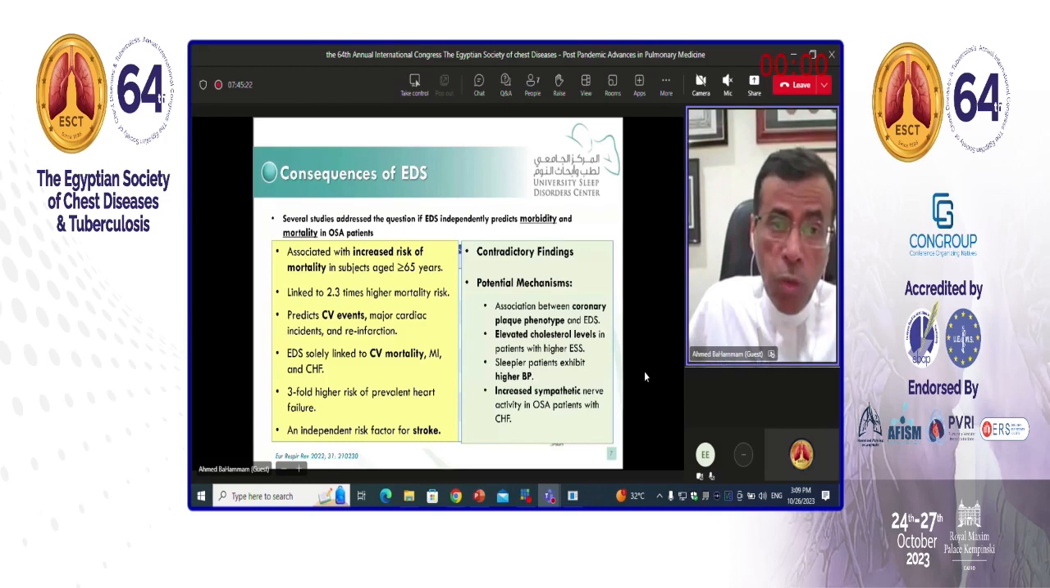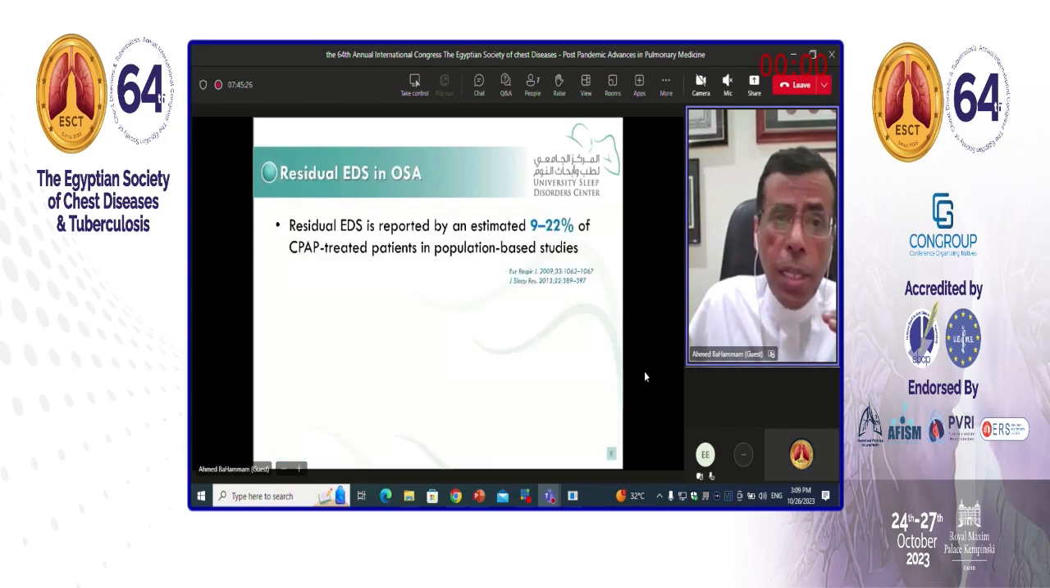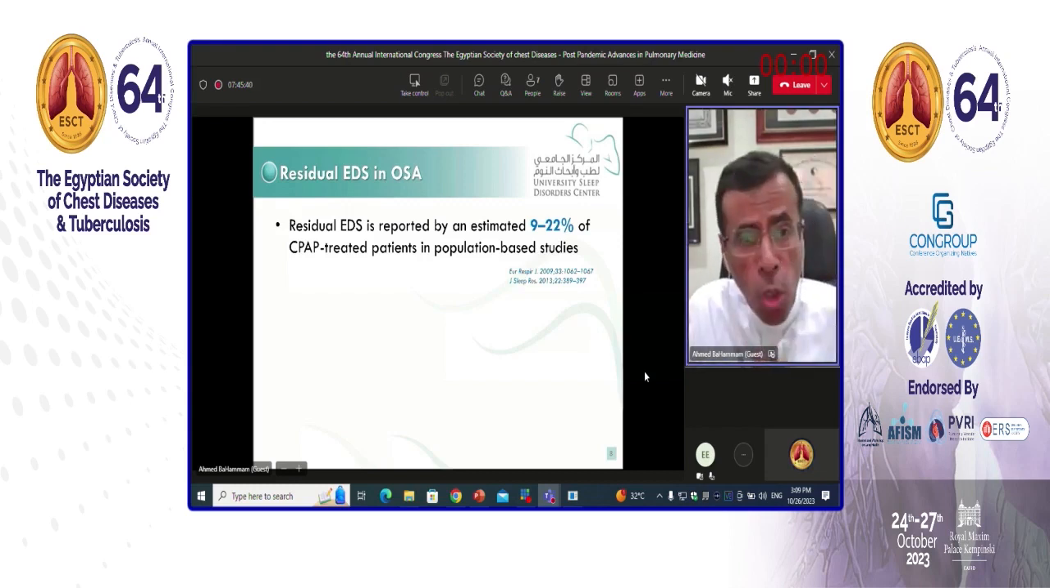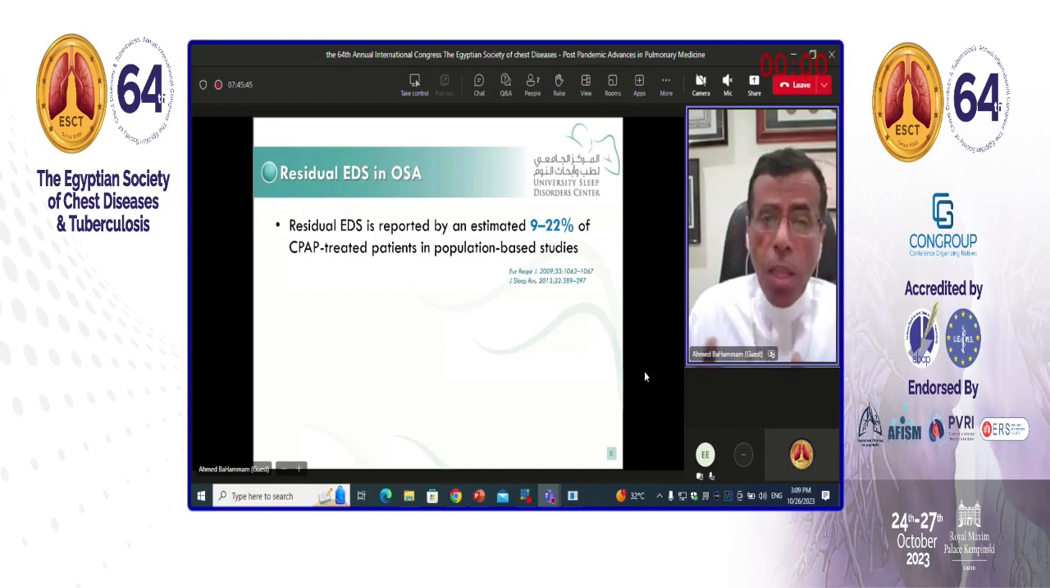The main point here that we have to realize is that residual sleepiness in OSA patients after proper treatment has been reported in 9 to 22% of patients. So it is a very common problem even after proper treatment. Another important point that we'll come to later is that the longer the duration of CPAP treatment or other modality of treatment, the better the improvement in sleepiness.